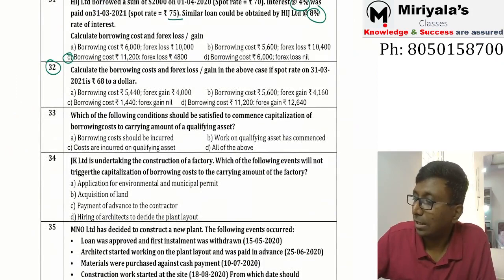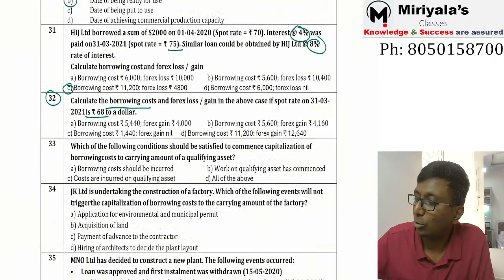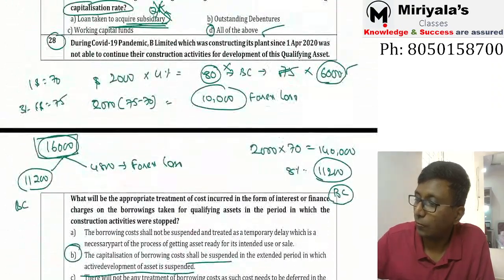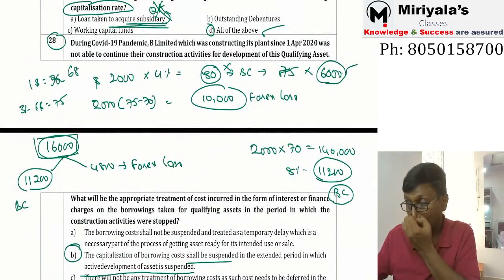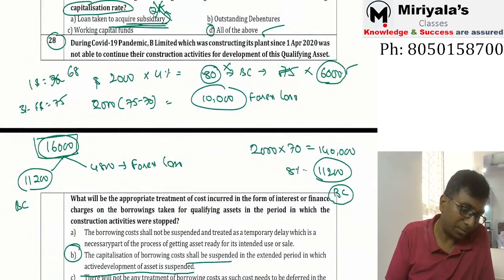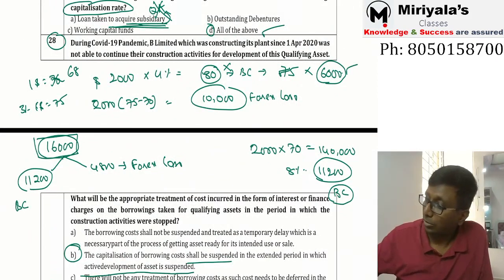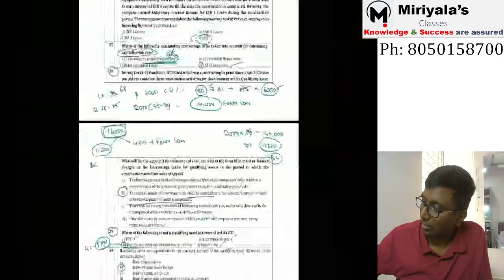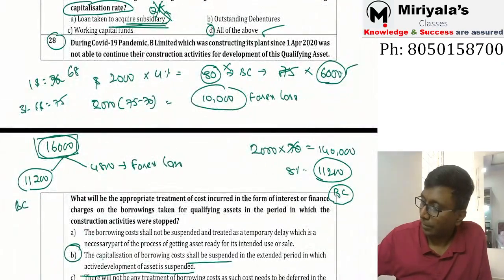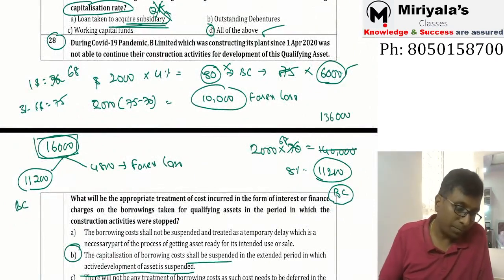32. Calculate the borrowing cost and the forex loss in the above case if the spot rate is equal to 68 to a dollar. So instead of 70, if I take it 68, then 2000 into 68 will come first. When that becomes 68, my number will be 1,36,000.